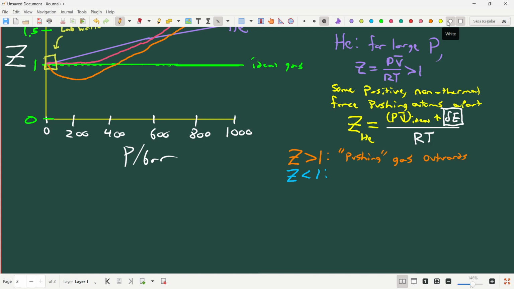It means that RT, the energy supplied from the exterior, the thing that's giving you temperature, is more than what is necessary to fill the box, that RT is greater than PV. So that must mean that there's some negative force, some force that's pulling the system away from the walls if Z is less than 1. It's the opposite effect. So Z less than 1 means that there's some force pulling gas inwards.